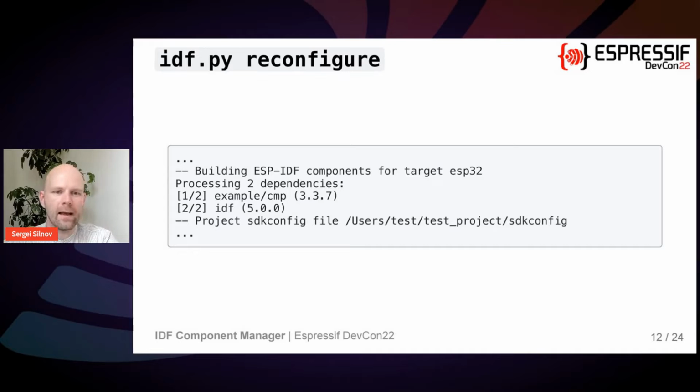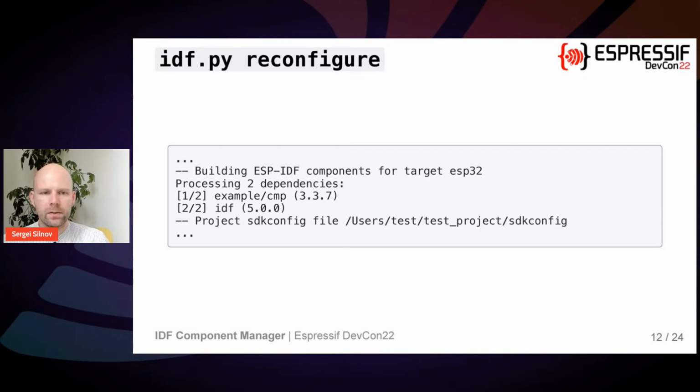Okay, now we have a requirement added to our project. Let's run the CMake build system. During a run of CMake, Component Manager will be called and all the dependencies will be processed. Here in our example, you may find that Component Manager processes actually two dependencies, example CMP and IDF, even though we only added example CMP to our project. How did it happen?